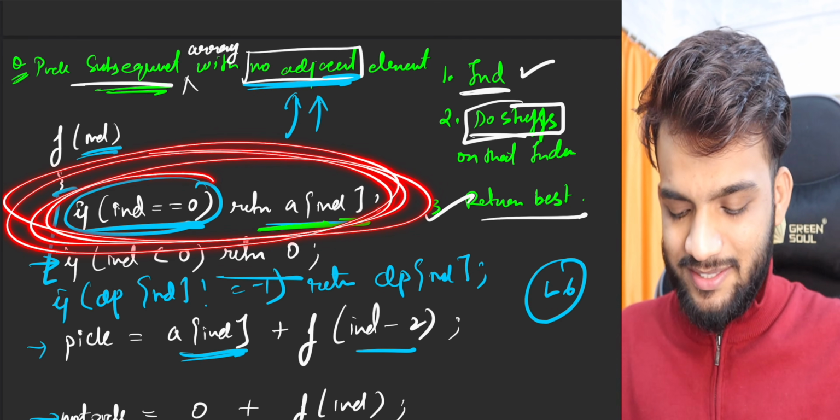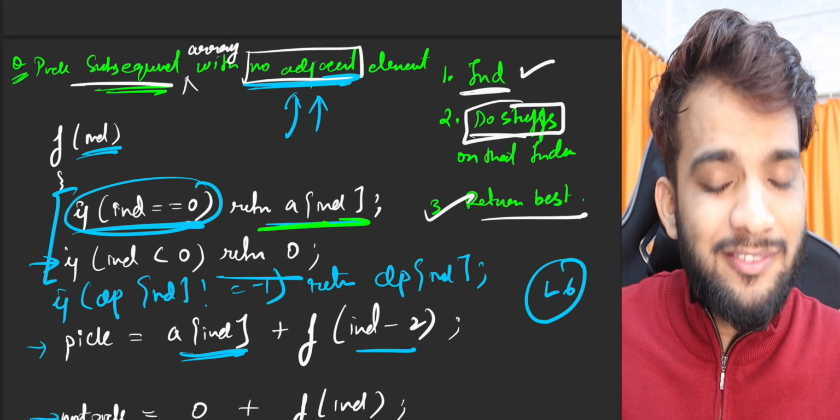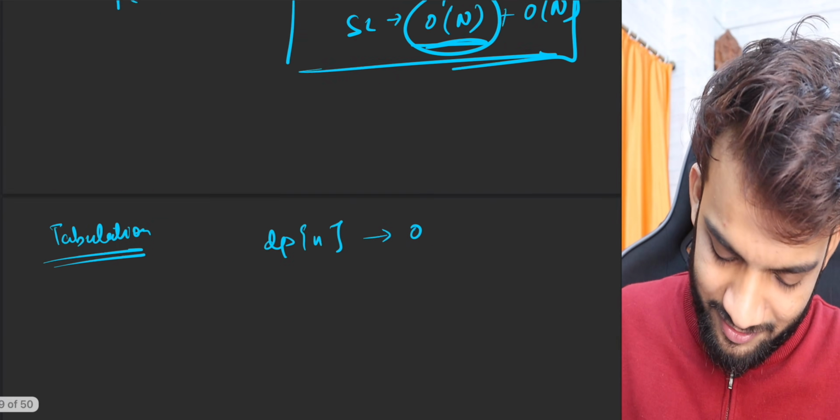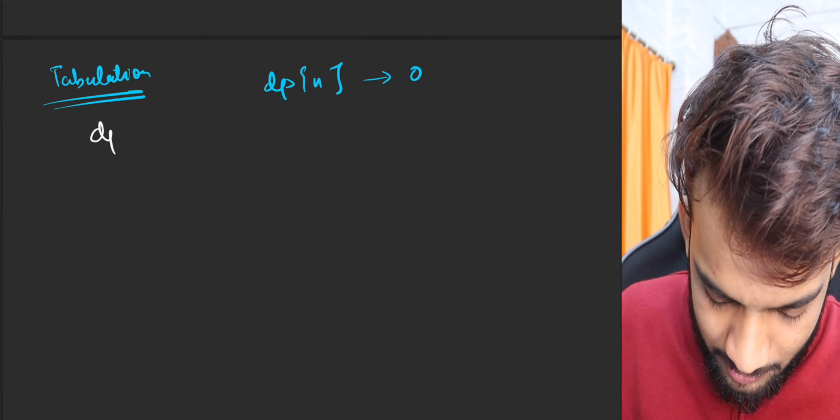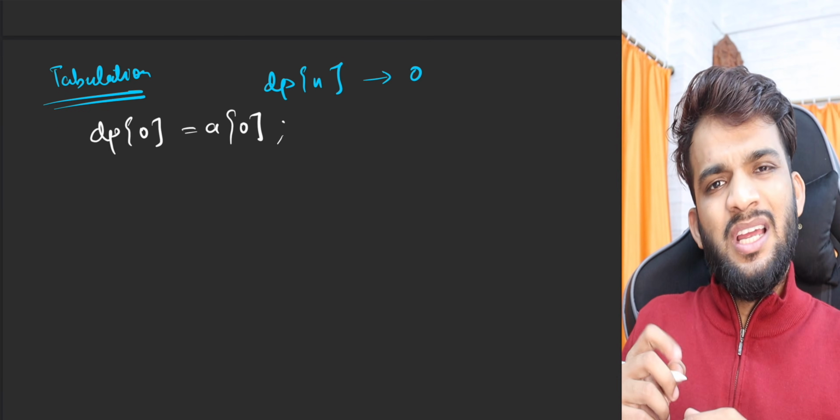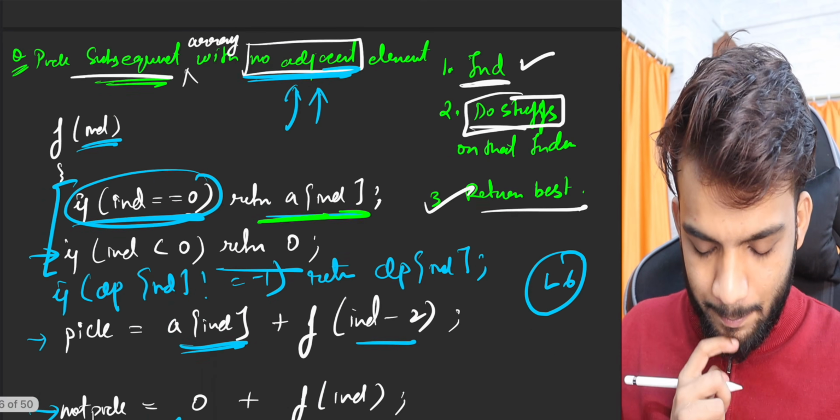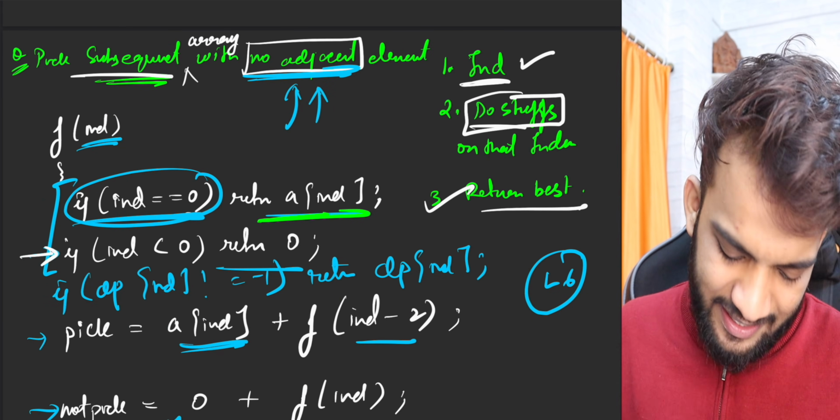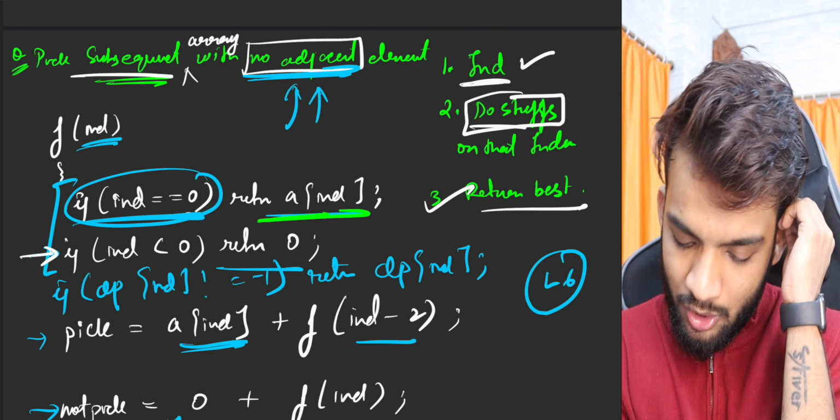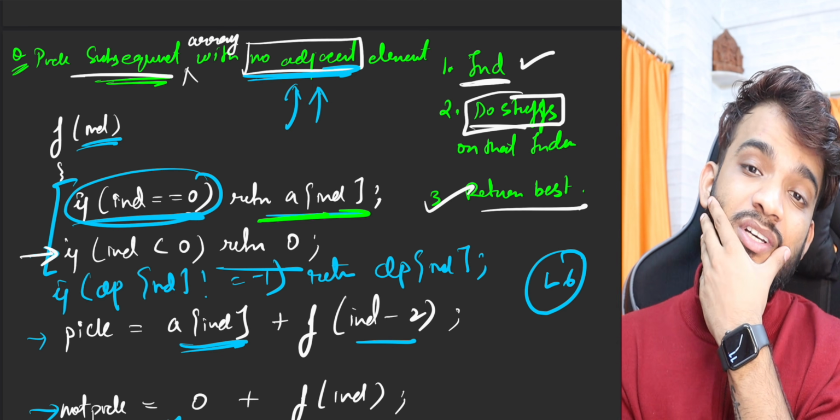At index 0, it says a of index. So DP of 0 will be a of 0, correct? So please write it. Can I say the base case will be DP of 0 is a of 0, because that is what the base case is. Do I have one more base case? I do. Let's see what the base case is. The base case states if index is lesser than 0, then you have to return 0. So in negative indexes, you have to return 0.